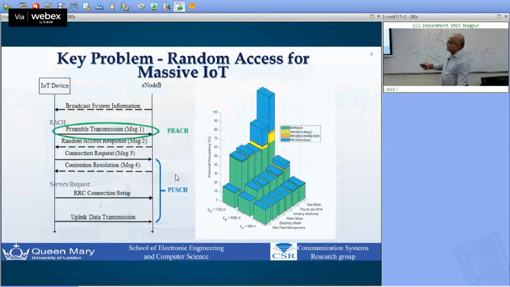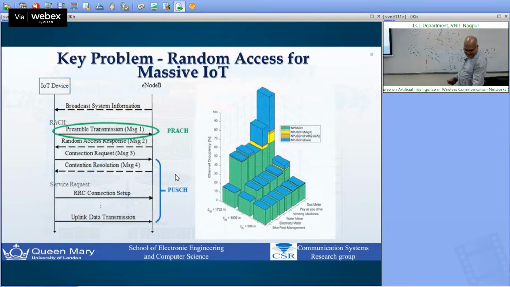Now, if you see the numerical results by simulation, when the devices are within a radius of 50 meters, 500 meters, 1000 meters, then 1732 meters from the base station, most of the channel occupancy is the green one, to establish the connection. The data transmission is the blue one. The data is a small packet. So most of the resources are wasted to establish the connection.